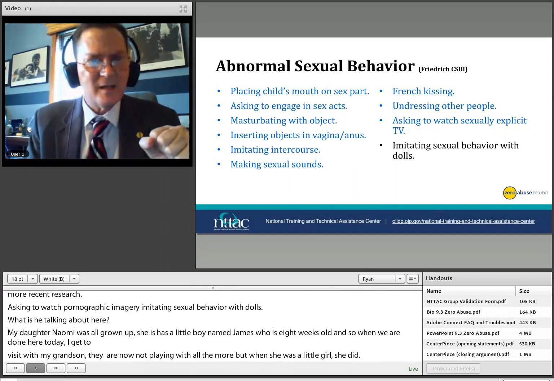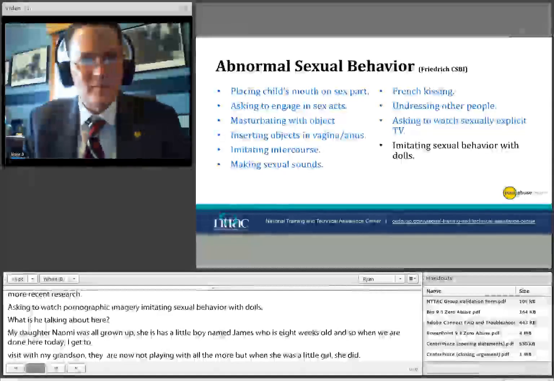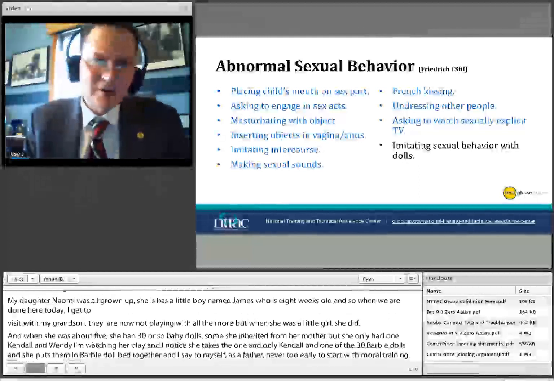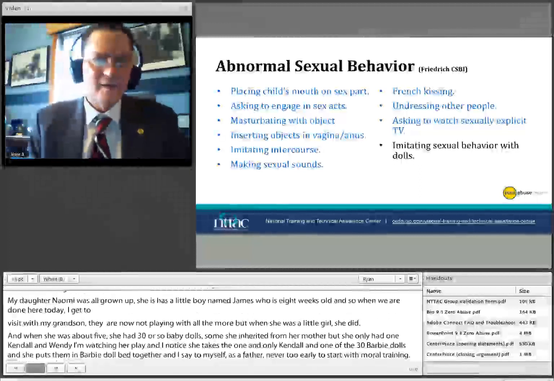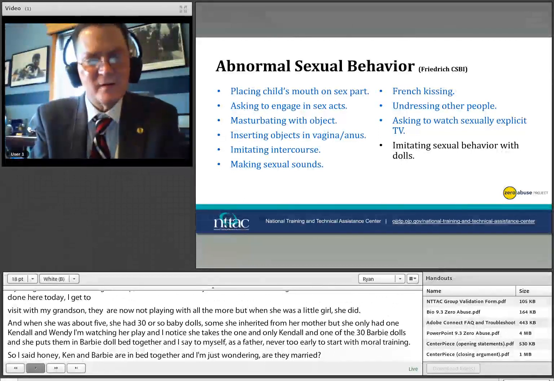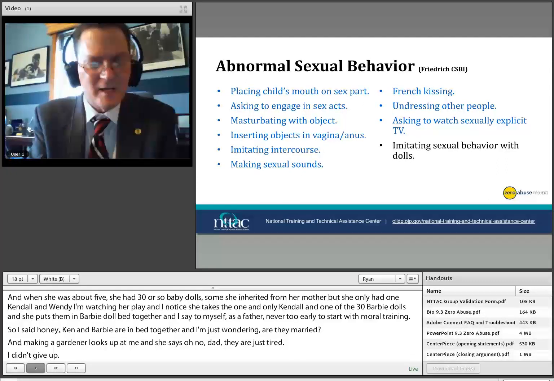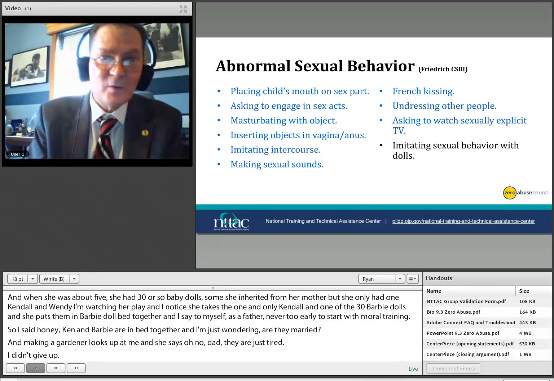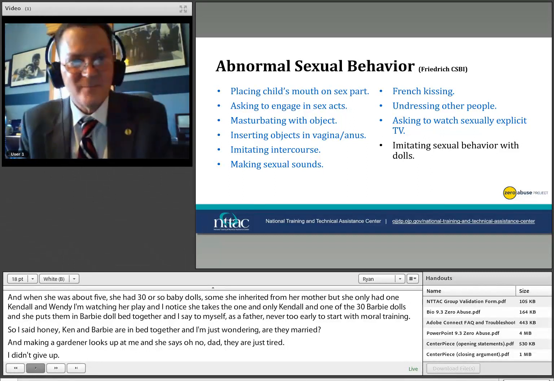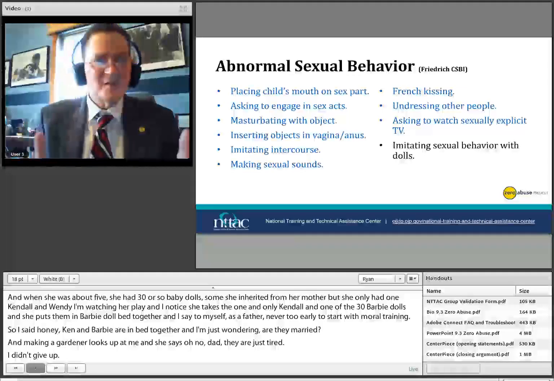And when she was about 5, she had 30 or so Barbie dolls, some she inherited from her mother. But she only had one Ken doll. And one day I'm watching her play, and I notice she takes the one and only Ken doll and one of the 30 Barbie dolls, and she puts them in a Barbie doll bed together. And I say to myself as a father, never too early to start with moral training. So I said, honey, I see Ken and Barbie are in bed together, and I'm just wondering, are they married? And my kindergartner looks up at me and she says, oh, no, Dad, they're just tired.